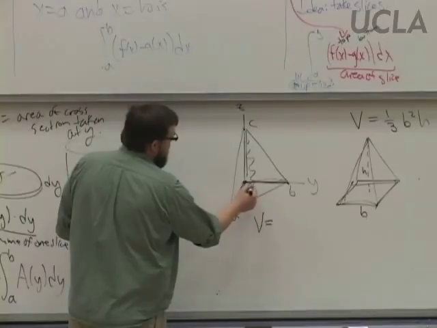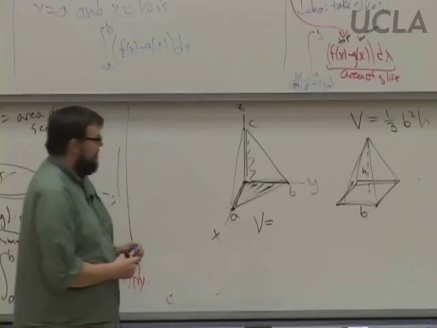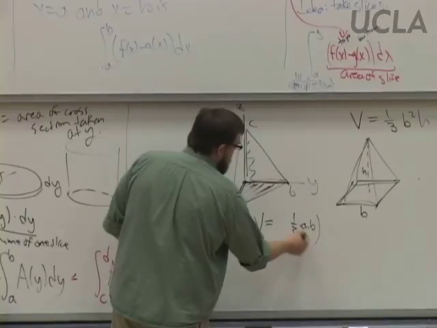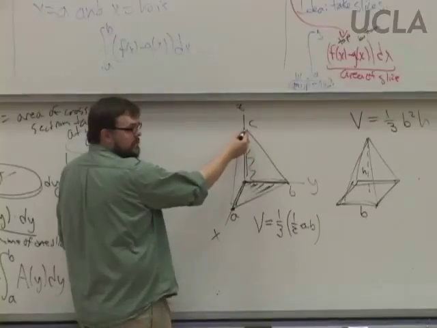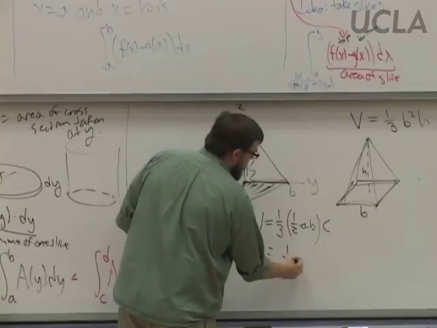Well, what's the area of the base? What's the area of this triangle on the bottom? Yeah, it's 1/2 base times height, or 1/2 a times b. So that's the area of the base. Then I multiply that by 1/3 times the height. In this case, the height is c, so it's 1/6 ABC.